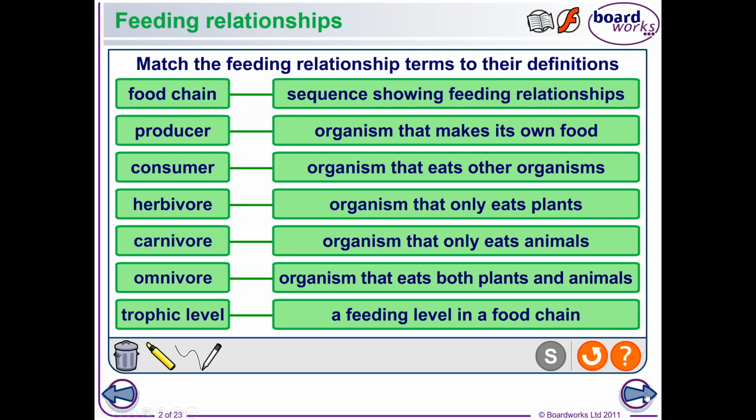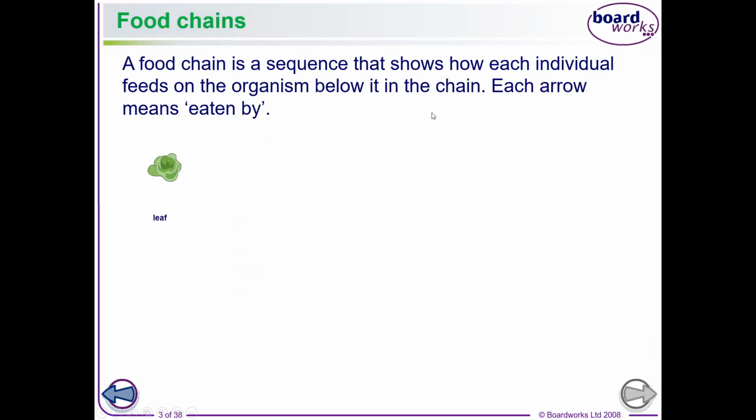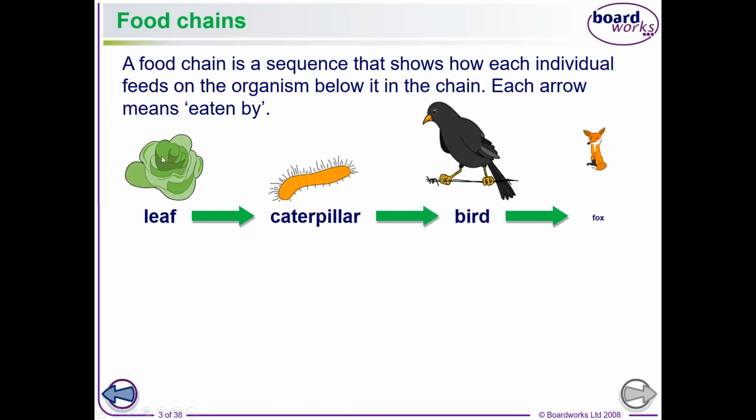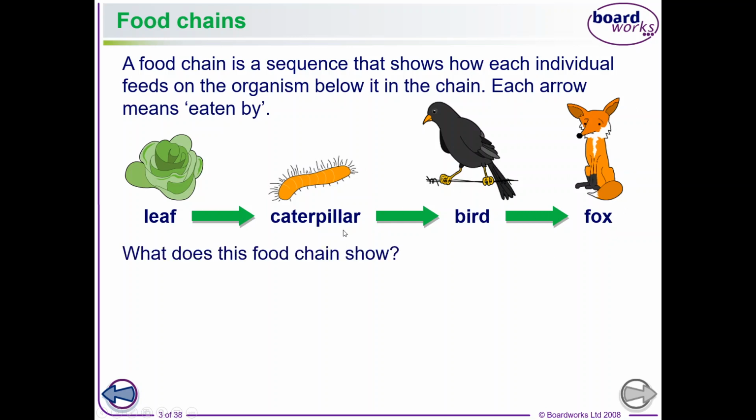So let's have a look at these in a little bit more detail. If we look at a really simple food chain, we've got a leaf, which is eaten by a caterpillar, which is eaten by a bird, which is eaten by a fox. So this is a food chain. The arrows show the transfer of energy through this food chain. So energy stored within the leaf is transferred to the caterpillar when it eats it. Energy in the caterpillar is transferred to the bird when it eats the caterpillar, and energy in that bird is transferred to the fox when the bird is eaten.